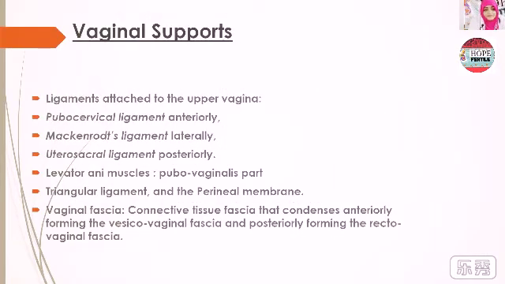When we see the vaginal supports, ligaments attached to the upper vagina are the pubocervical ligament anteriorly, Mackenrodt's ligament laterally, uterosacral ligament posteriorly, levator ani muscles pubovaginalis part, and triangular ligament and the perineal membrane. Vaginal fascia, that is connective tissue fascia, condenses anteriorly forming the vesicovaginal fascia and posteriorly forming the rectovaginal fascia.